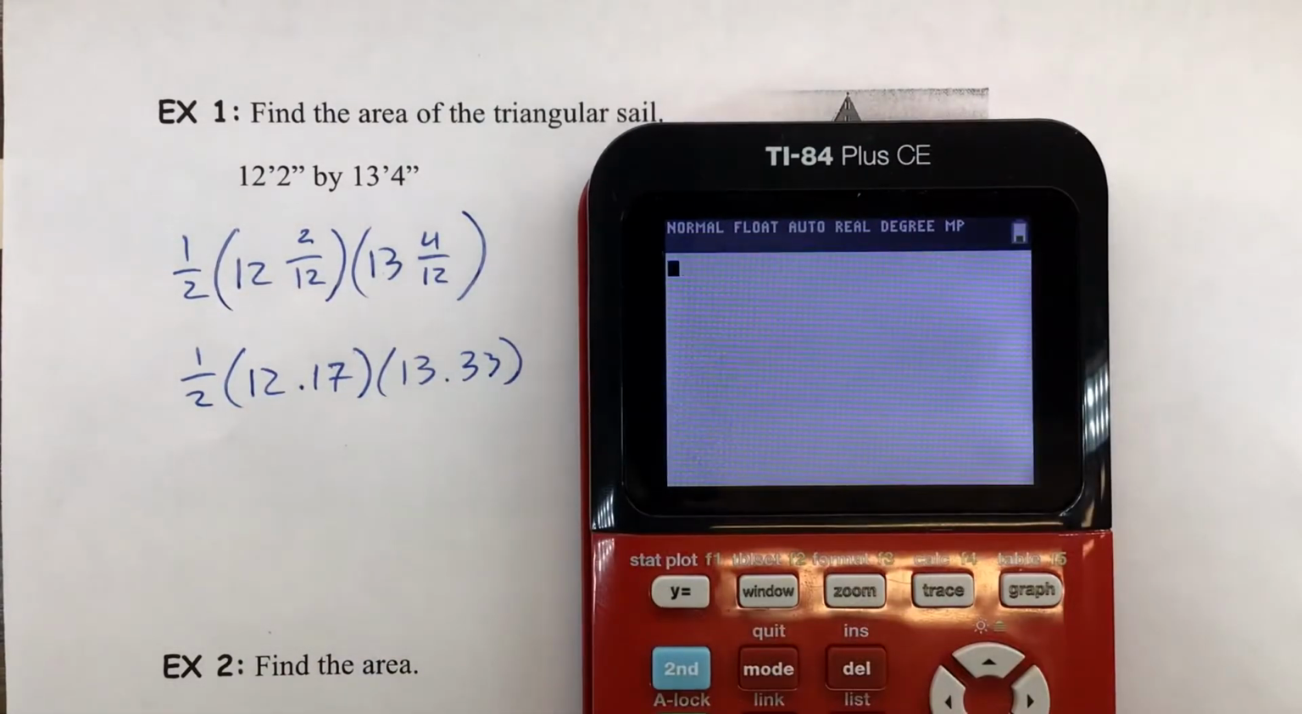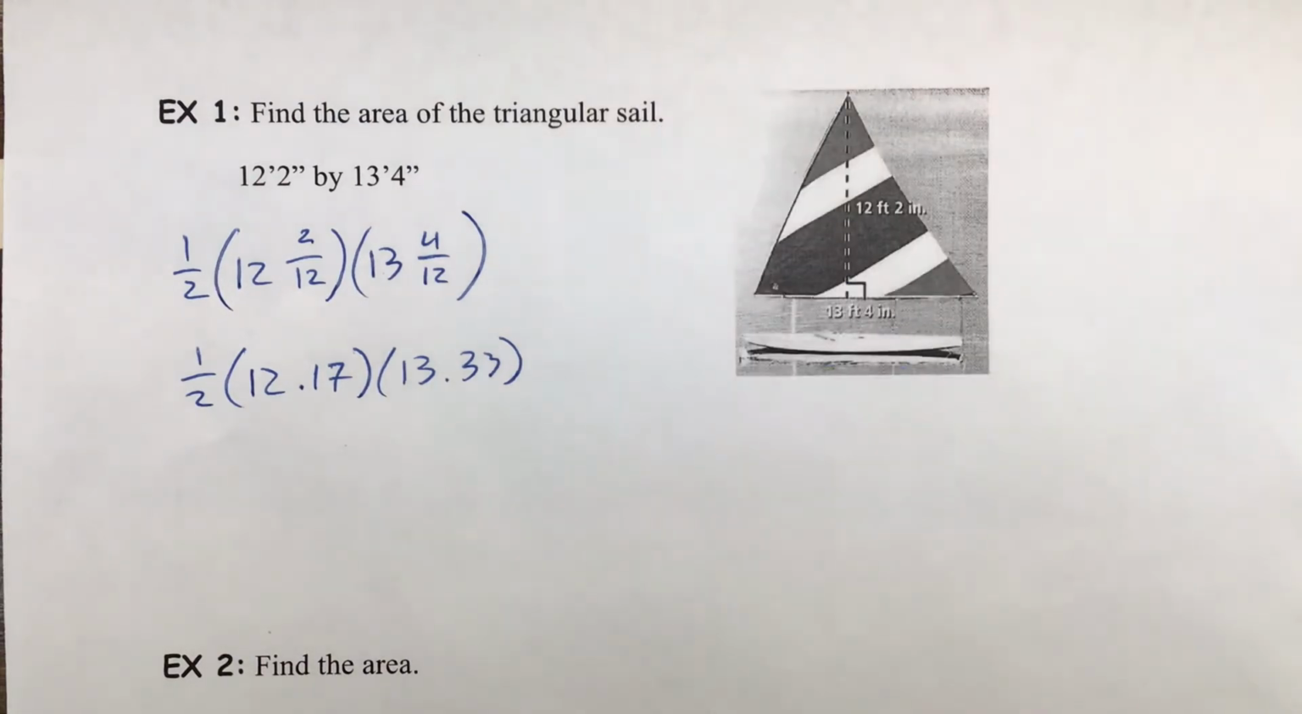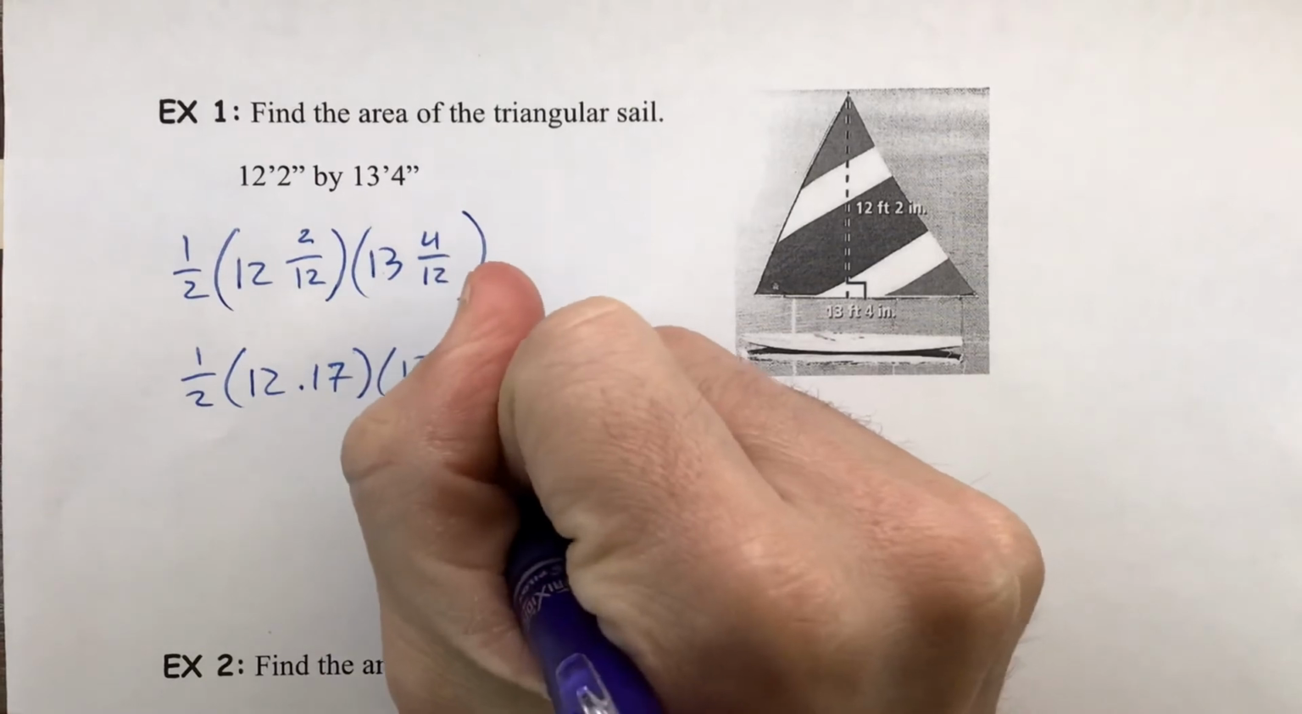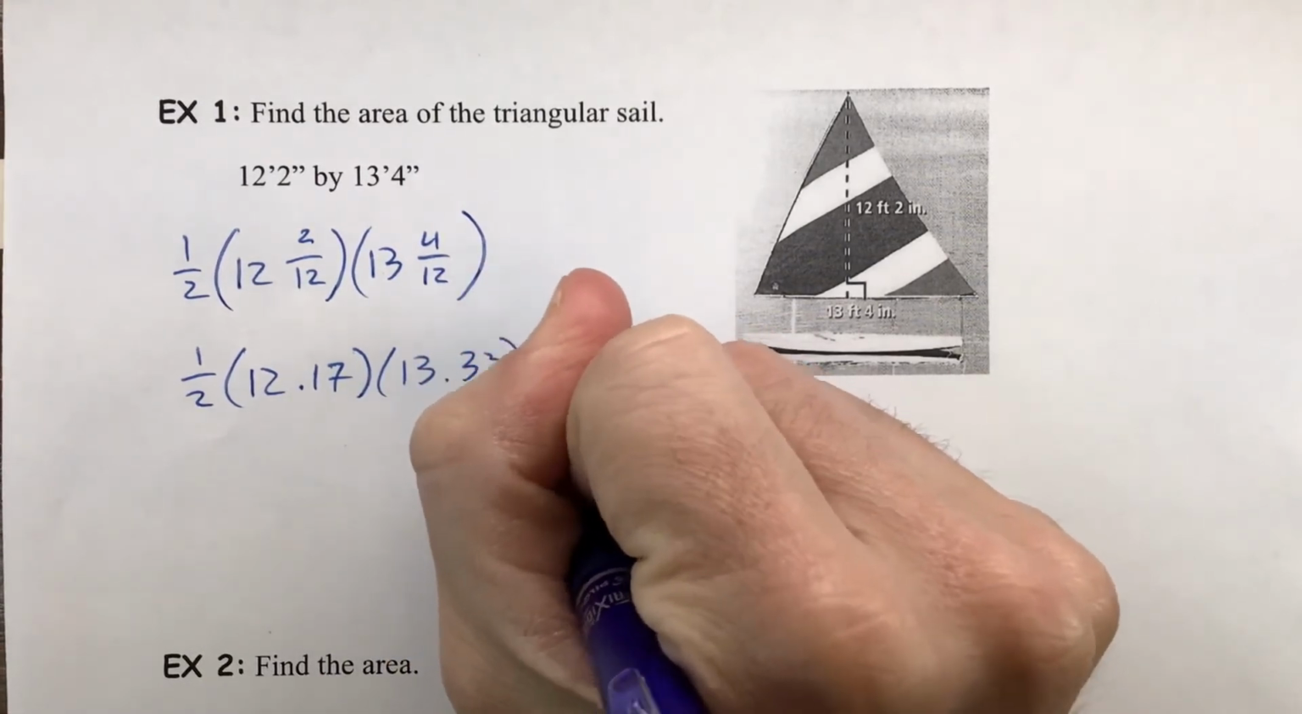Okay, so let's see what that looks like. The 1/2 I'll just type as 0.5 times 12.17 times 13.33. And I get a little bit more than 81. And what I'm going to do is just go ahead and call that 81.11. Okay, so this will be 81.11 square feet.